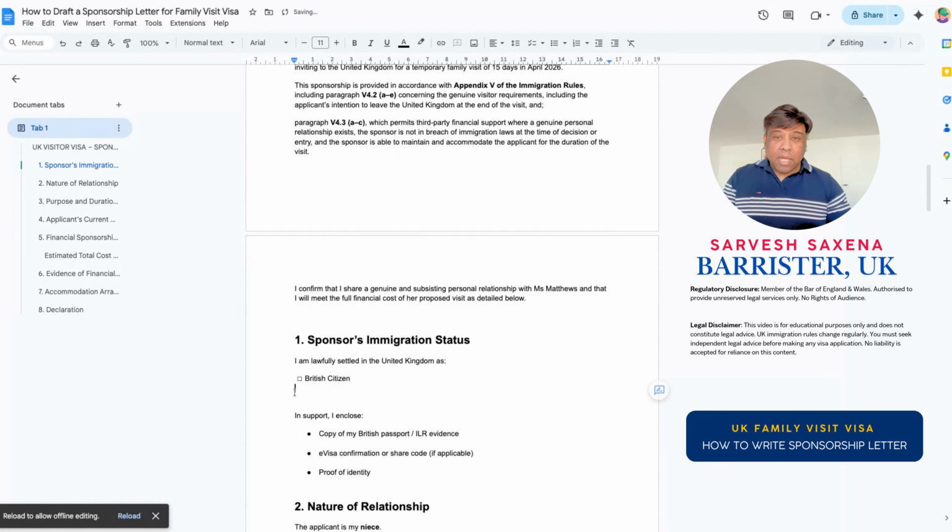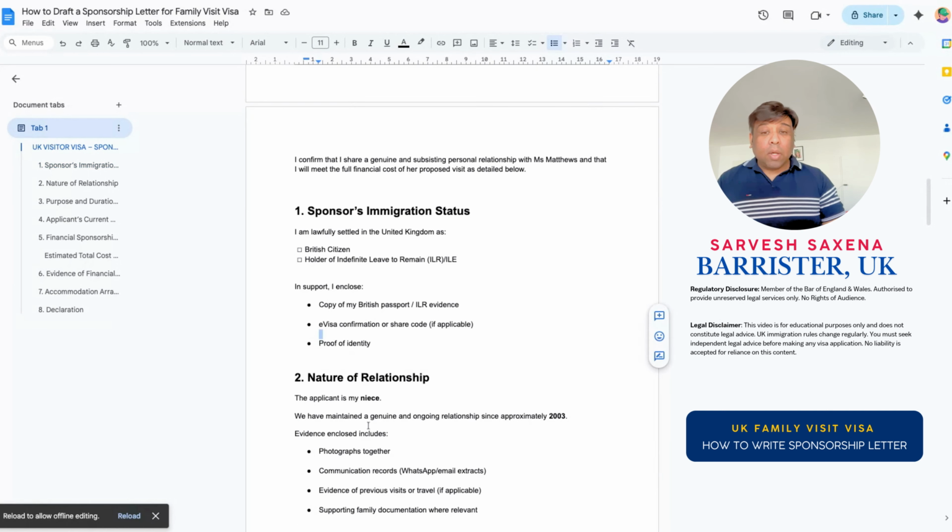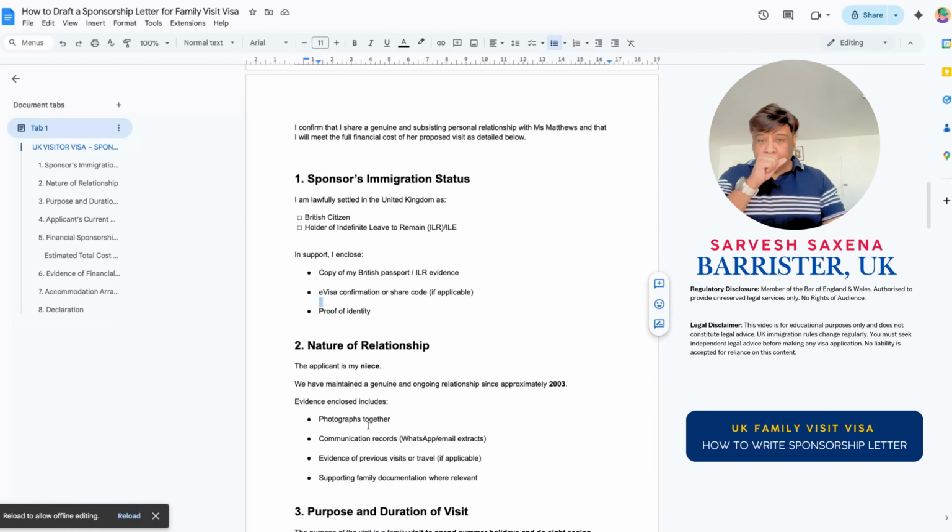Now, to prove that, if I am a British citizen, I'm going to delete the other option. If I'm not a British citizen, I'm going to delete that, like that, right? And if you are a British citizen, I will provide the copy of the British passport. If you are an ILR resident, then you provide the copy of your ILR that proves that, right? That's your passport copy.